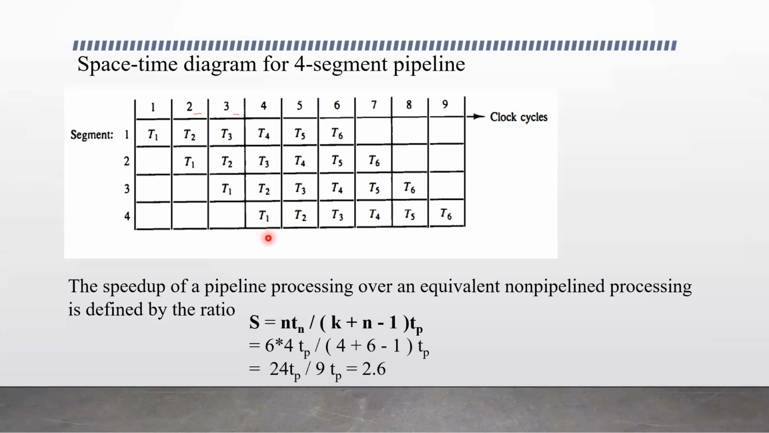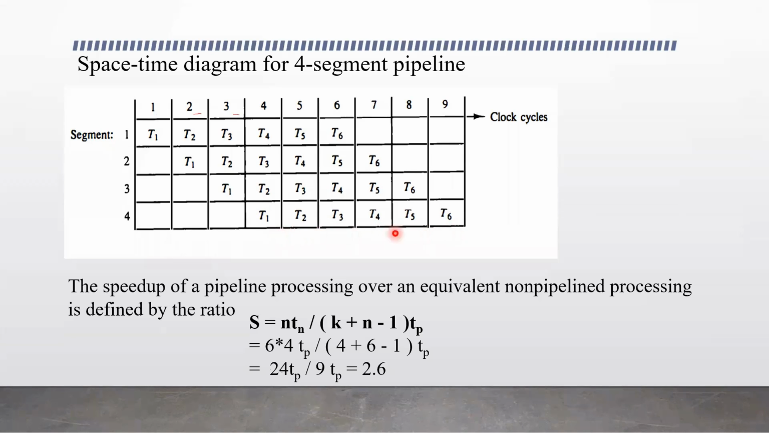Okay, we have six tasks, and the first task is completed after 4 cycles. 4 clock cycles are required to complete the first operation. That depends on the number of segments. As we have 4 segments, the first task is completed after 4 clock cycles. And how many clock cycles are needed to complete all the 6 operations now?